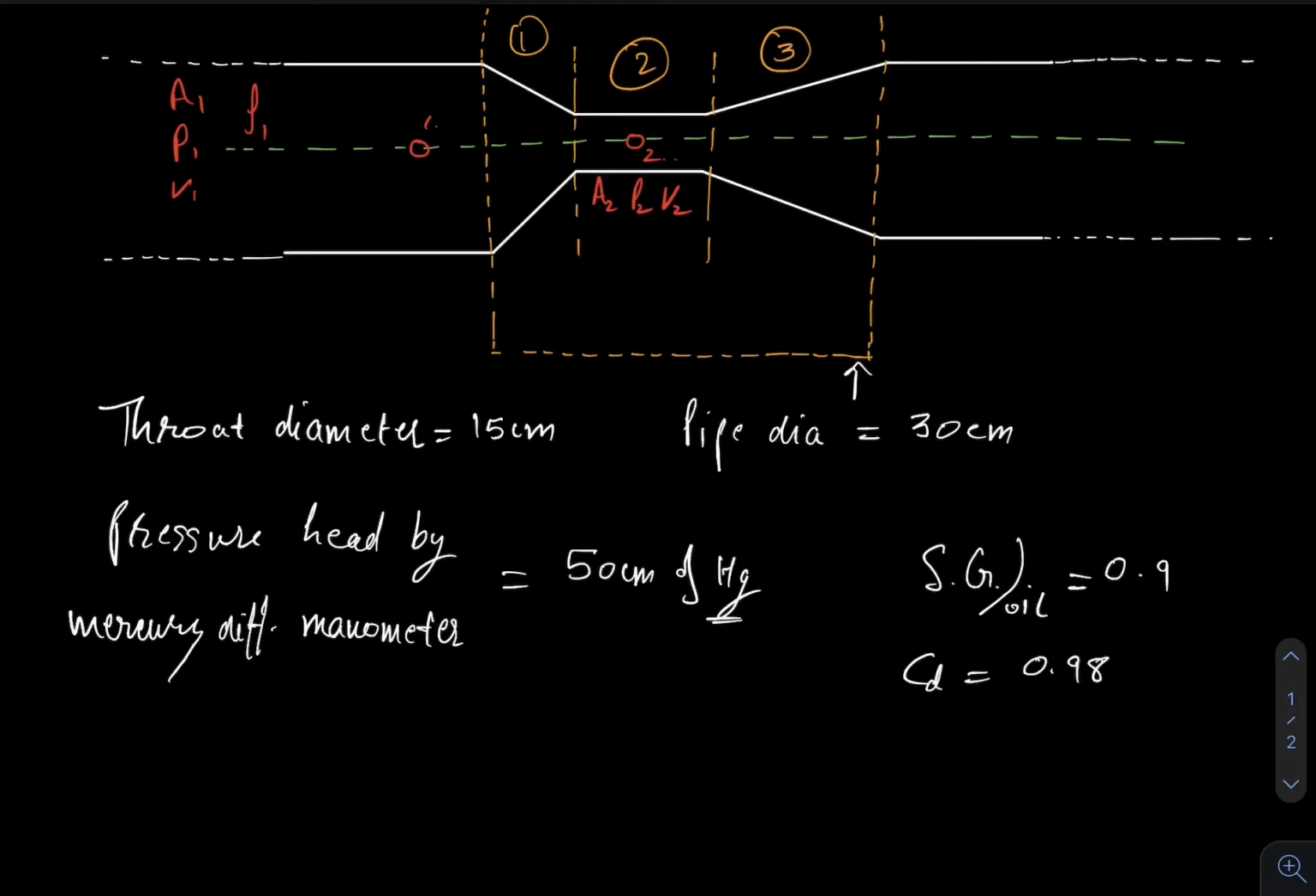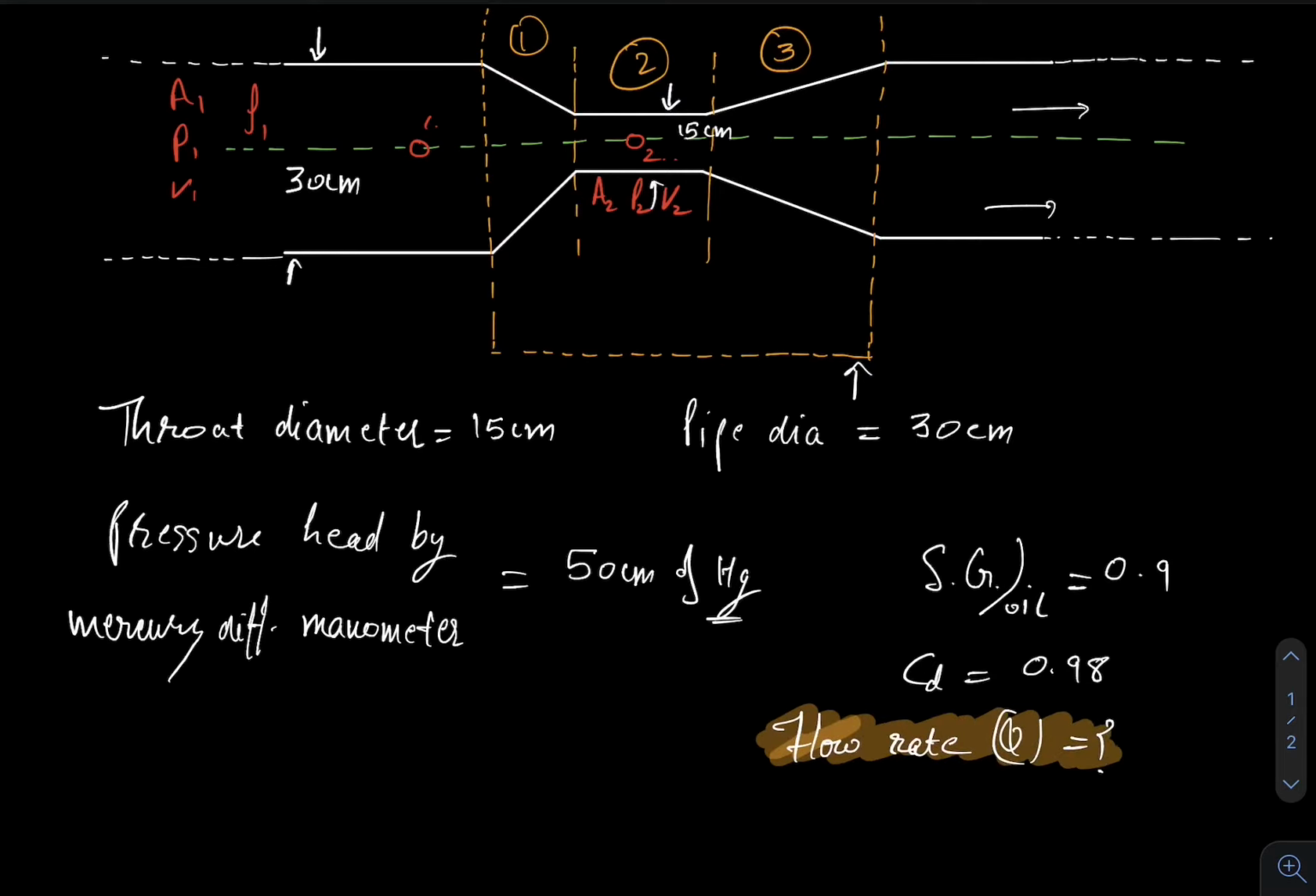Throat diameter is given, pipe dia is given. So basically this is pipe dia, right? This one is pipe dia. This is 30 centimeters. Okay, and this is the throat dia here, and this is 15 centimeters. Fine, throat dia is 15 centimeters, and the oil is flowing having specific gravity of 0.9 and coefficient of discharge is 0.98. And now we need to calculate the flow rate. Flow rate needs to be calculated. This is what we need to calculate. Okay, flow rate.